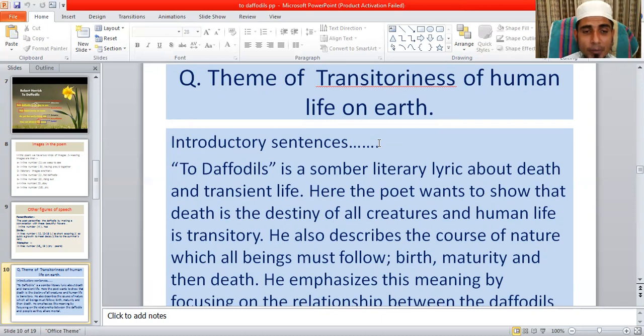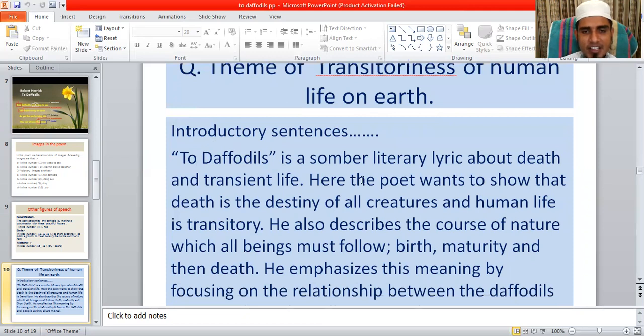So in this way, you can prepare the introductory sentence. And then after this introductory sentence, you can say that now I would like to discuss the theme of transitoriness, how the theme of transitoriness of human life is shown in this poem. Now I would like to discuss it in the light of the poem. So in this way, you can prepare the introduction. After preparing the introduction, you can say, To Daffodils, here, it may be the second stanza, my dear students.